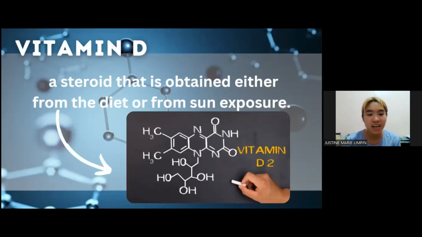Next, please. Now, the other example of steroid hormone would be vitamin D, a steroid that is obtained either from the diet or from sun exposure. In here, there are two types, which is vitamin D2, which is derived from your diet, and vitamin D3 from the sun. And that would conclude my presentation on steroids.